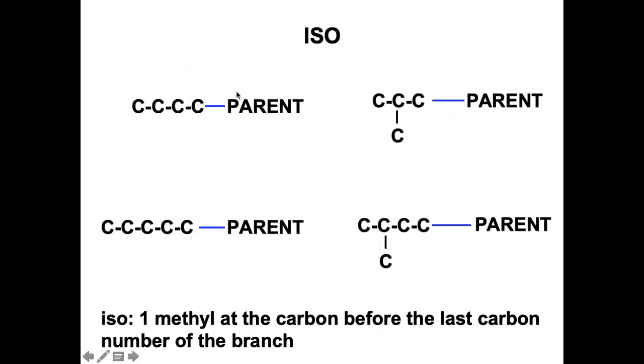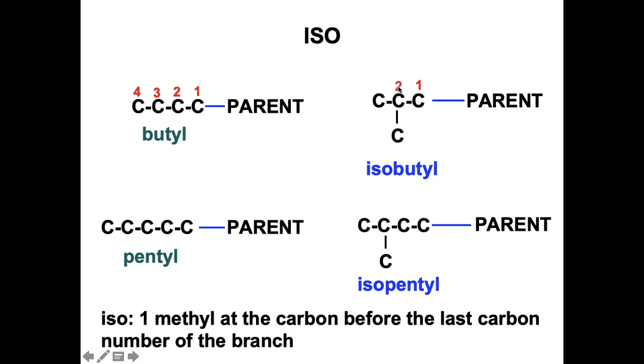Another example for iso. Let's say we have 4 straight carbon chain for the branch, and here we have 5 straight carbon chain for the branch. So you know that this is butyl and this is pentyl. Now you start counting from the carbon which is attached to the main chain or the parent. So you start counting carbon number 1 here, carbon number 2, carbon number 3.